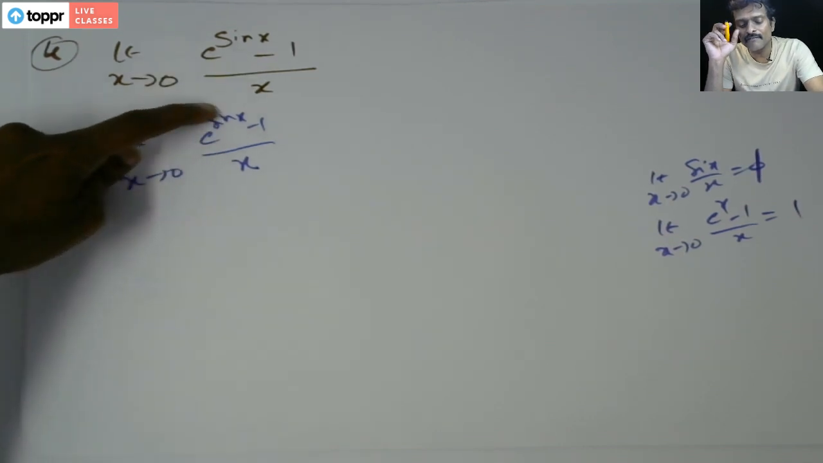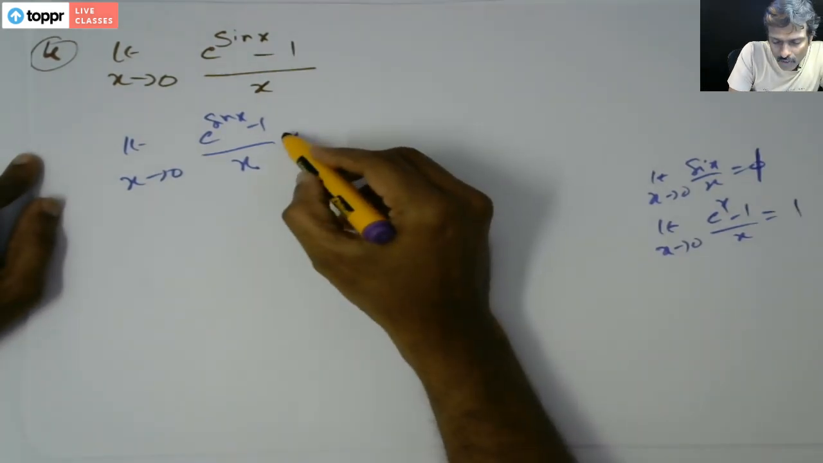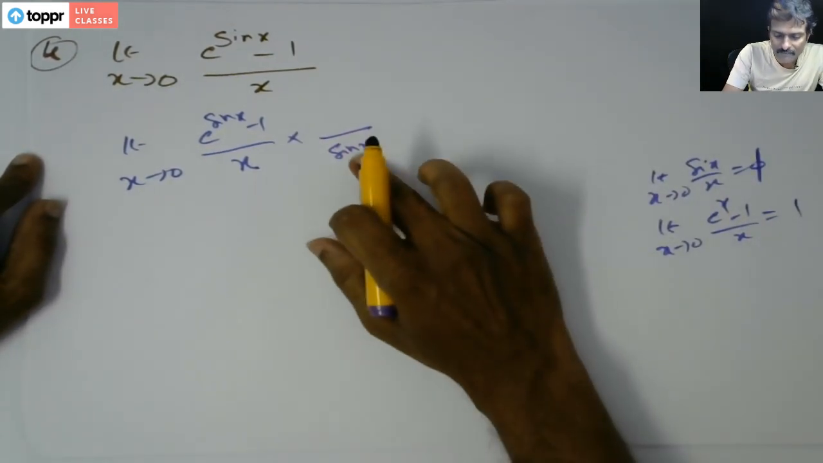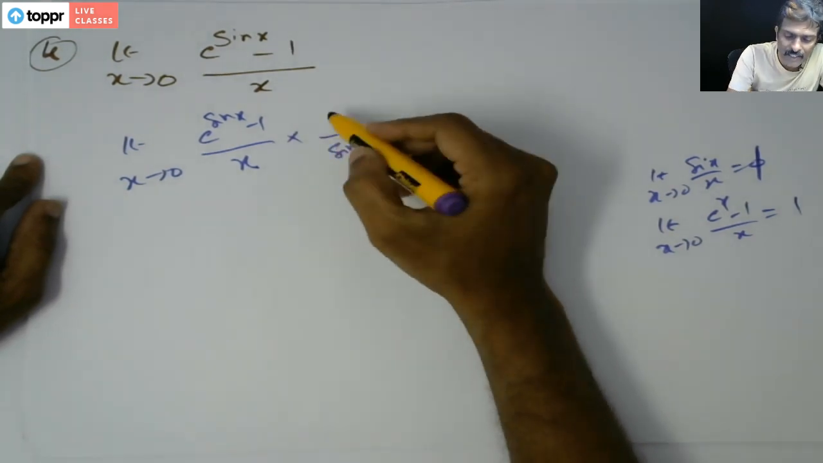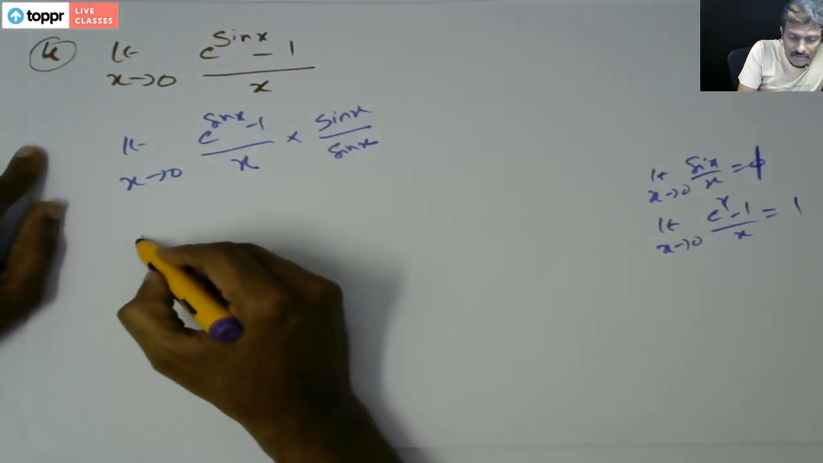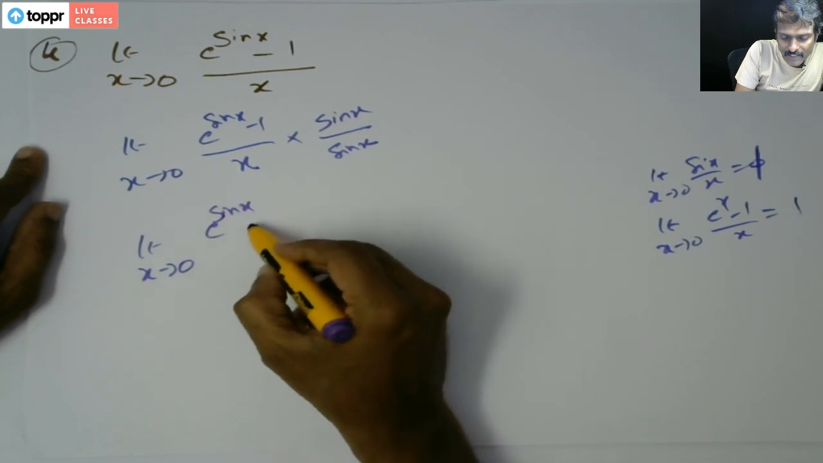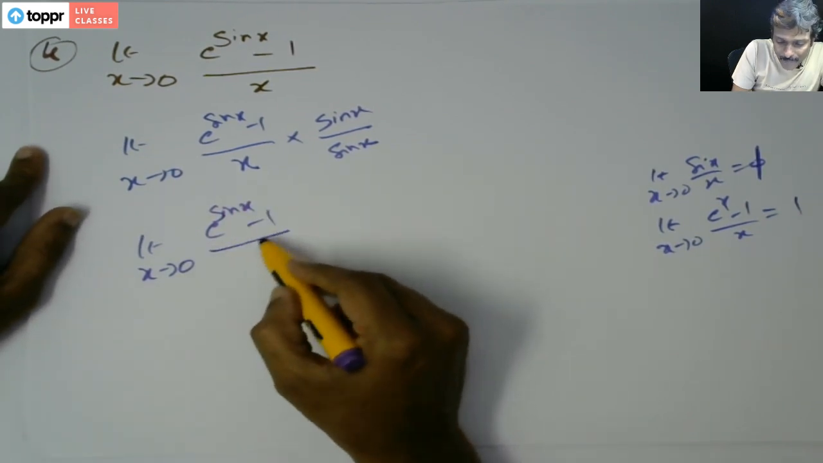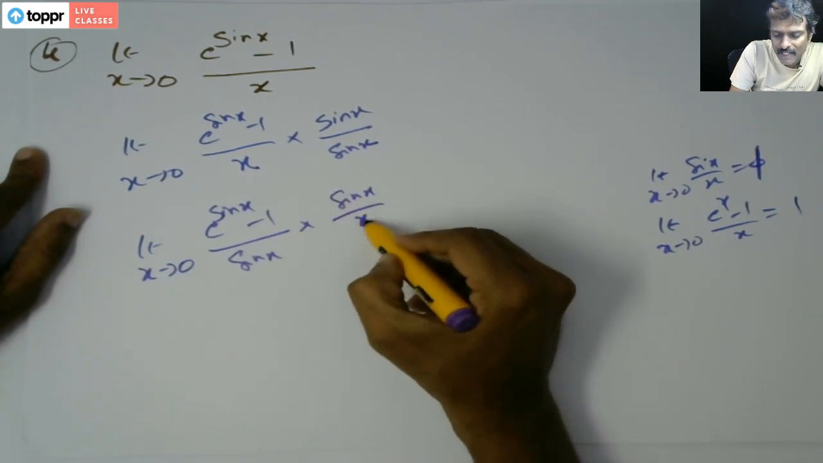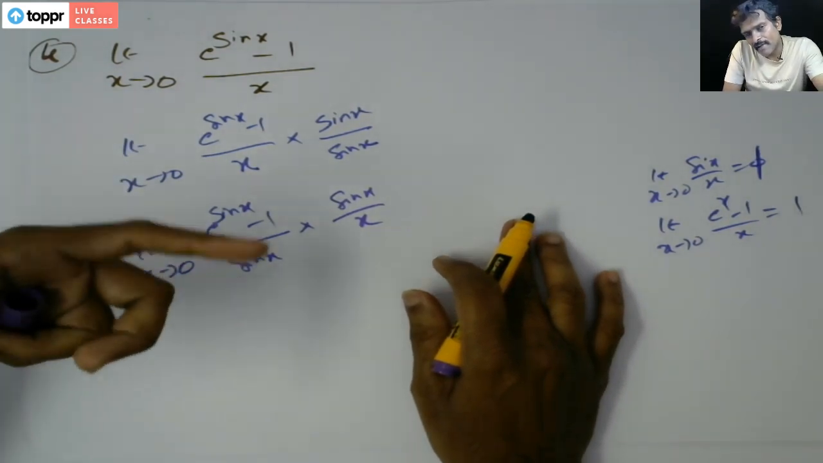The variable here for me is sin x, so I need sin x in the denominator. So what I will do is I divide with sin x. If I divide with sin x, I should multiply with sin x at the same time so that I don't change the function. So this can be written as limit x tends to 0 of (e power sin x minus 1) by sin x times sin x by x. There is no change in the actual value of the function.